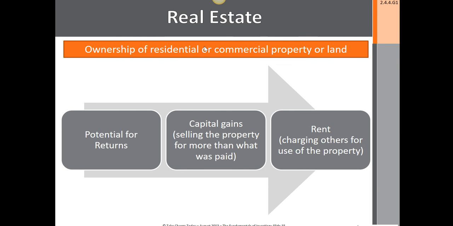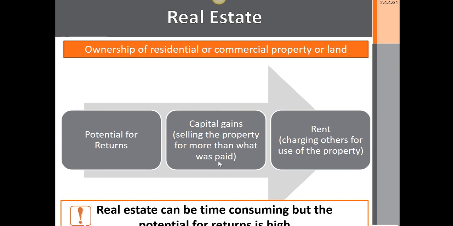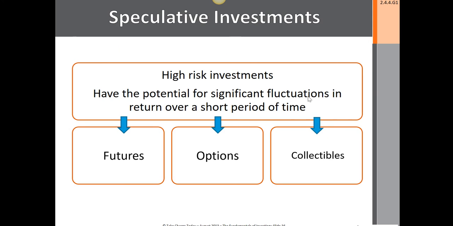So, real estate. That's ownership of a residential or commercial property or land. So if you own a home, you own real estate. There's a potential for return in capital gains, which is selling the property for more than what was paid. You're not necessarily getting cash back from that, but you could be. Or rent. So you could own the property and charge others to rent it out if you don't live there. Real estate can be time consuming. It can also be very expensive, but there is a potential for high returns.